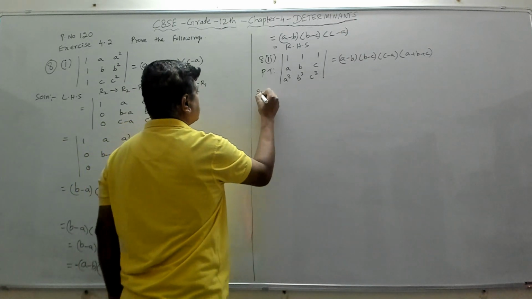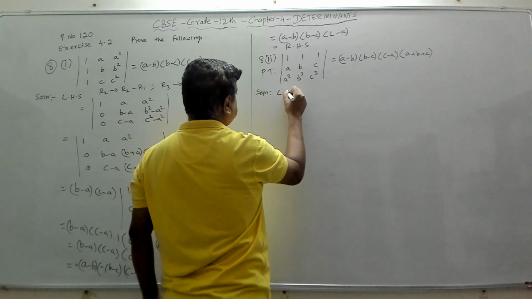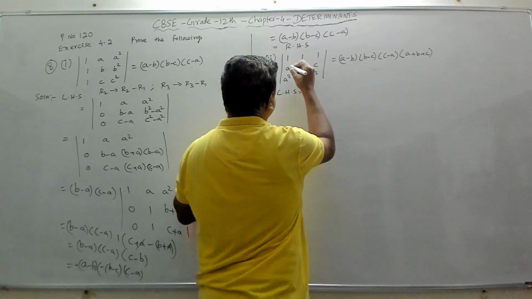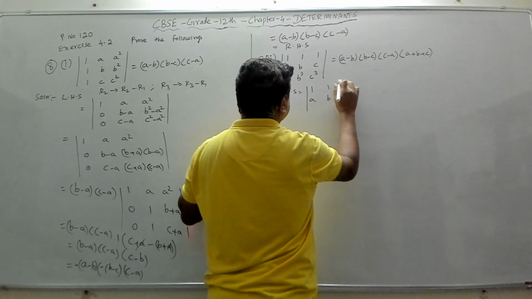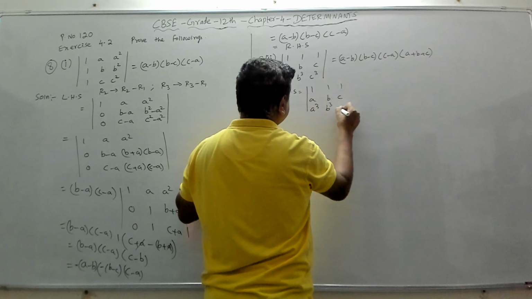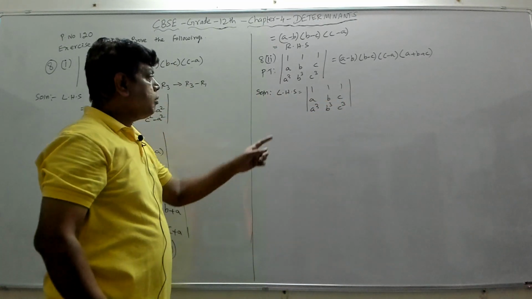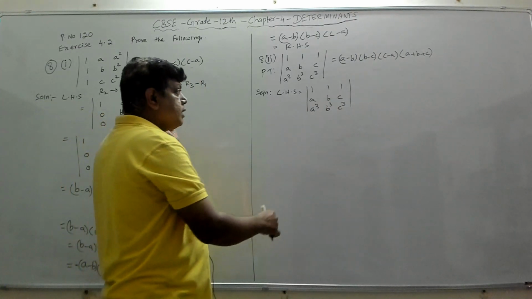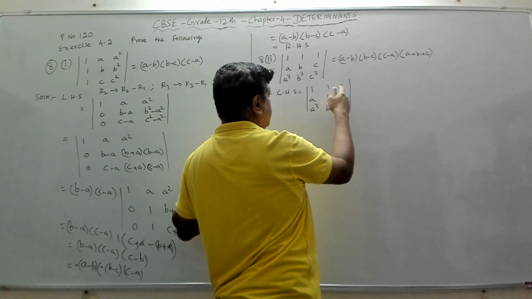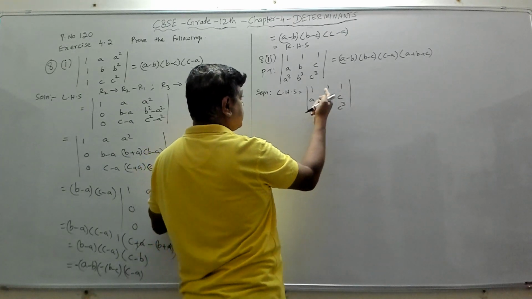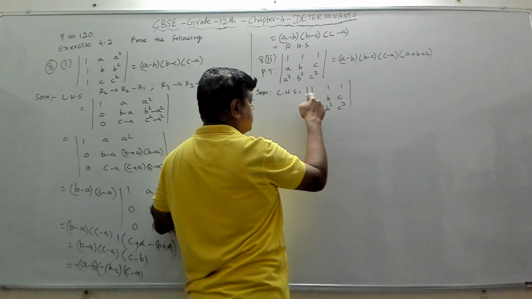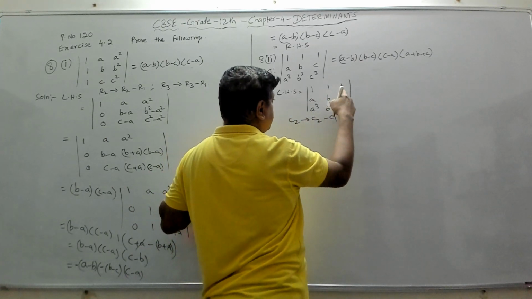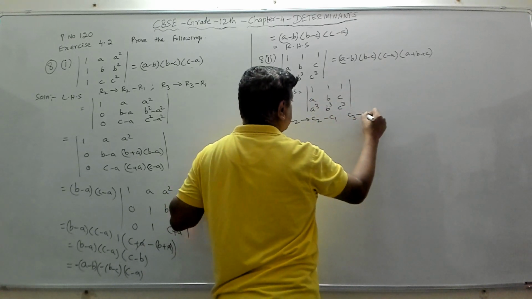So I'll start the solution. LHS is equal to 1, 1, 1; A, B, C; A cube, B cube, C cube. Now, the moment you see 1, 1, 1 in a particular row or column, you can easily make the other two entries 0 by doing this minus this. So the operations are C2 implies C2 minus C1, and C3 implies C3 minus C1.